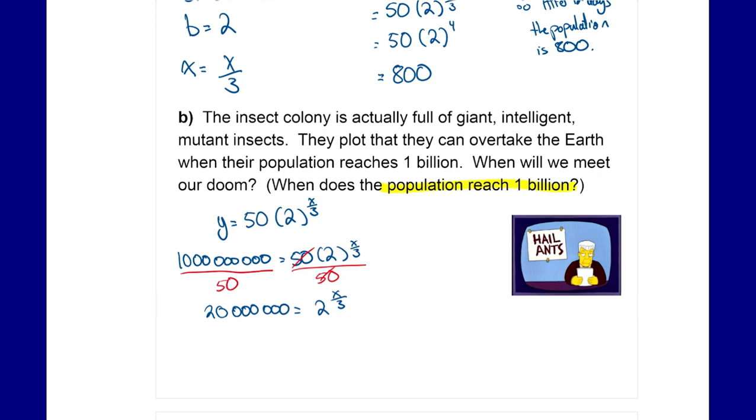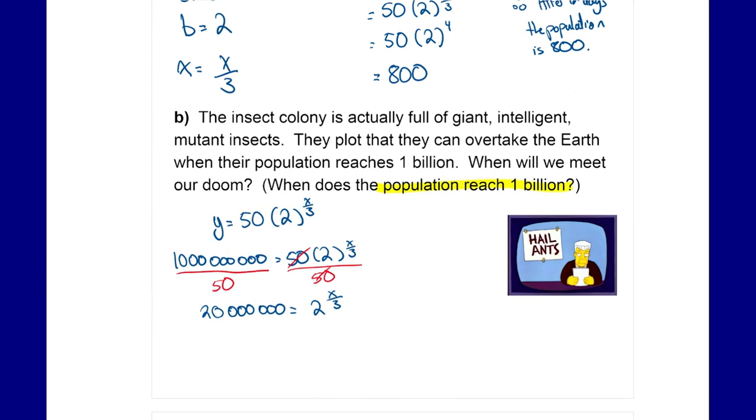Now, what we can do, and this is going to be something new, to bring an exponent down, to remove it so it's no longer the exponent, we're going to use something called logarithms. Logarithms are kind of like the inverse of exponents. So I'm going to take the log of both sides, and this is basically a button on your calculator. The log of 20 million will give us a number. I'm going to do the same thing to the other side. I'm going to take the log of 2 to the power of x divided by 3.